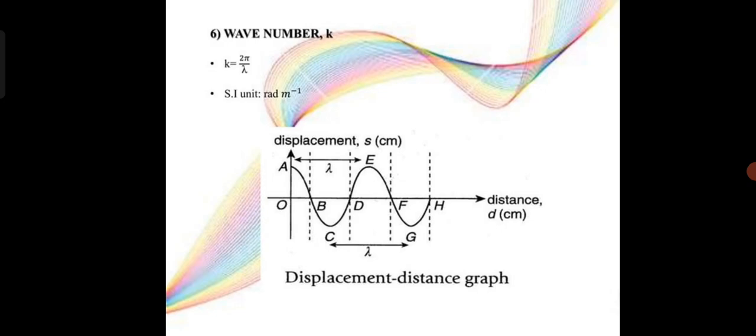And the sixth one is the wave number, denoted by k, where k equals 2 pi by lambda, where lambda is the wavelength. Its unit is radians per meter. We can identify a graph as shown in the figure, which is known as the displacement-distance graph.